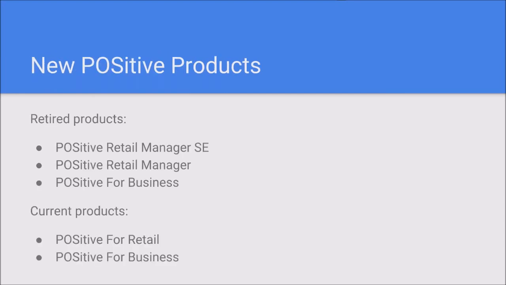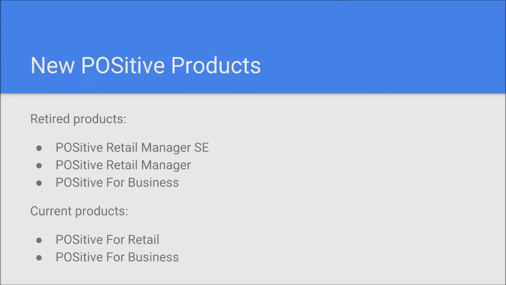All right, so new Positive products. The following products are going to be retired. That doesn't mean that we're not going to be supporting them. It's just that we're not selling them anymore. These are Positive Retail Manager SE, which is the lighter version of Positive Retail Manager, and Positive for Business. Essentially, we've rebranded them and refocused them a little bit. So the current products are going to be Positive for Retail and Positive for Business.